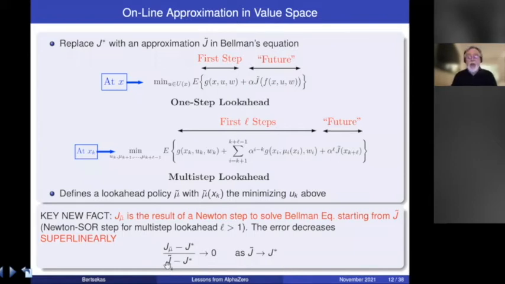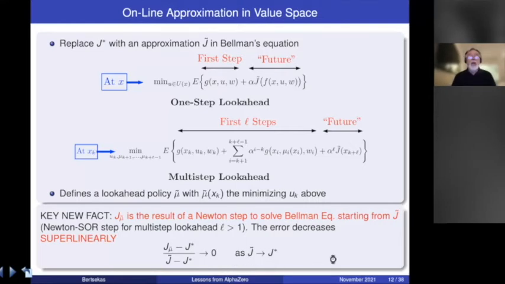So you had an error in cost between J tilde and J star, and you have a new error after the Newton step that gives you the cost of the lookahead policy compared with J star. And this numerator is tiny relative to the denominator. These errors reduce very fast, superlinearly.